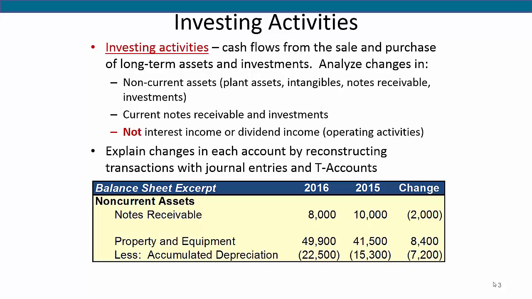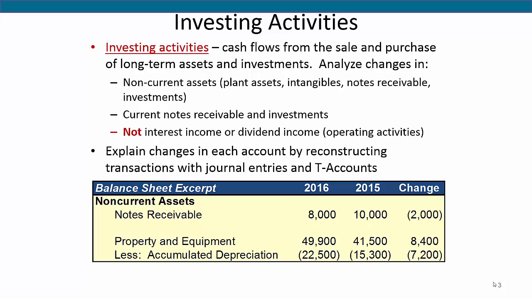Assume equipment was purchased for $8,400, explaining the increase in property and equipment. This amount would be reflected as a cash outflow in the investing activities section. Assuming no property and equipment was sold, the increase of $7,200 in accumulated depreciation would be explained by depreciation expense, which is already accounted for in the operating activities section as an adjustment to net income.